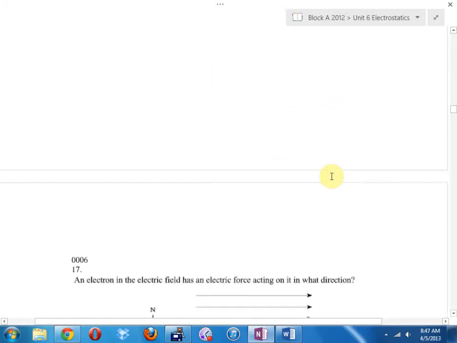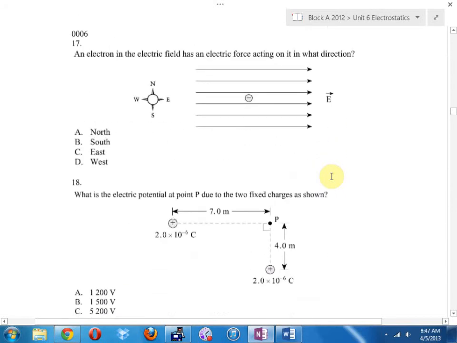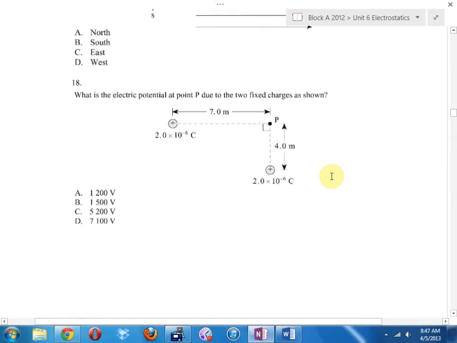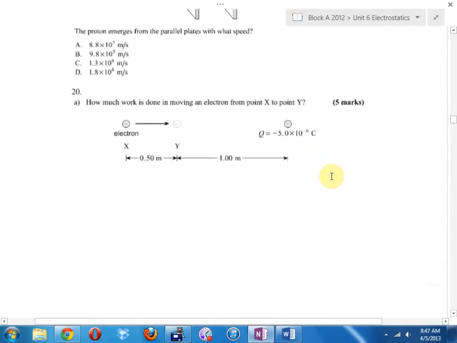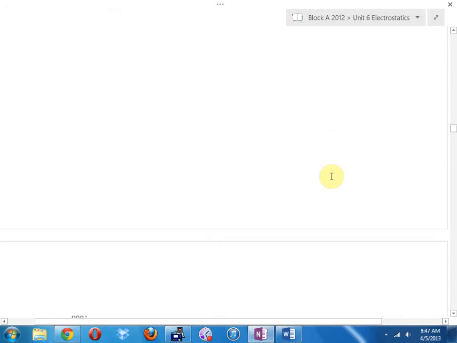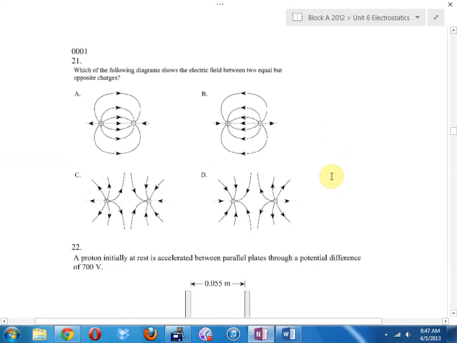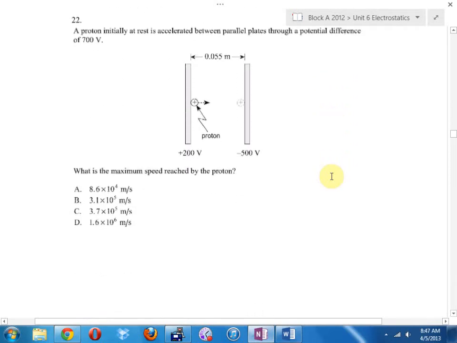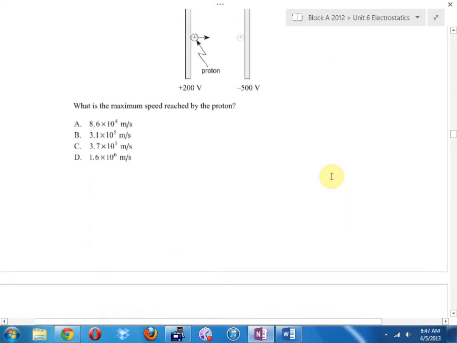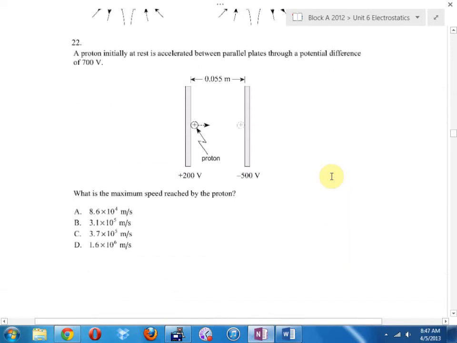16. 17. 20. 21, got to be able to recognize an electric field diagram of some type. 22. 22 that's almost the same question. It's almost exactly the same question we did on our quiz, except because even the distance is 0.055, it's 700 volts instead of 750 volts. Apparently I had that in mind when I made up that question.